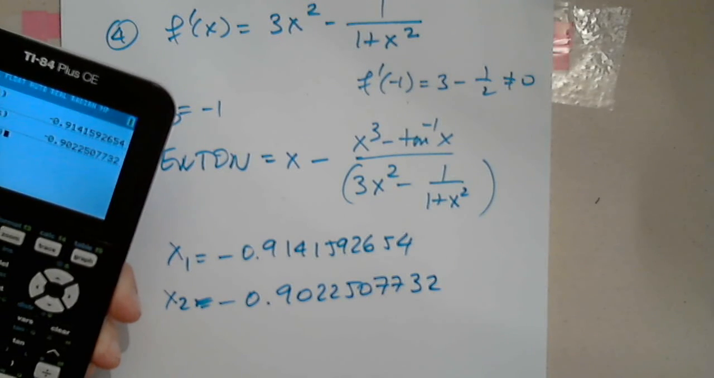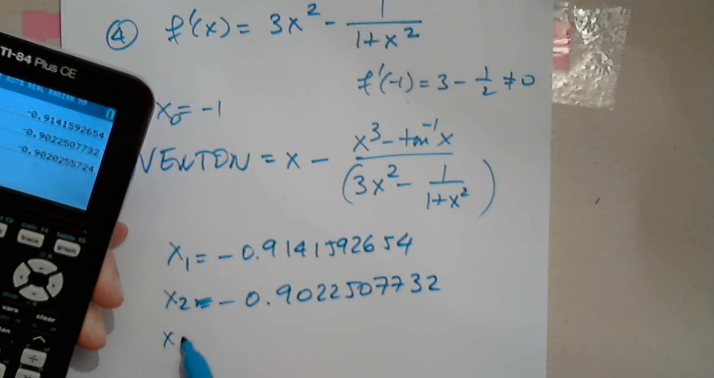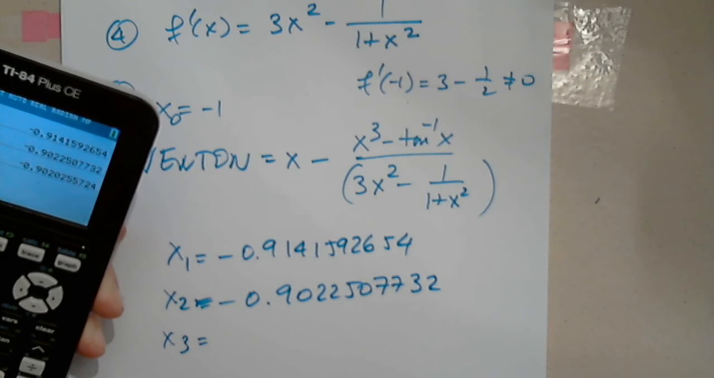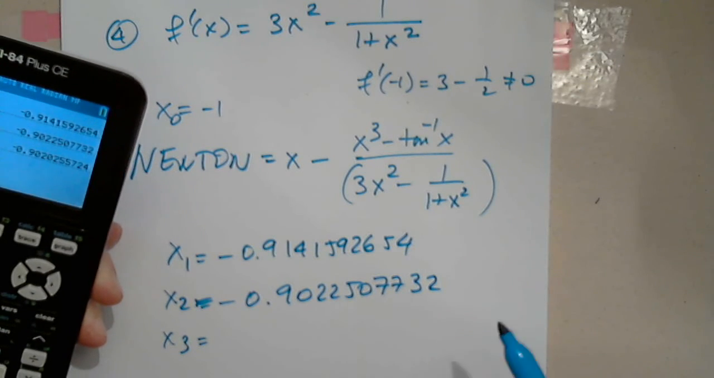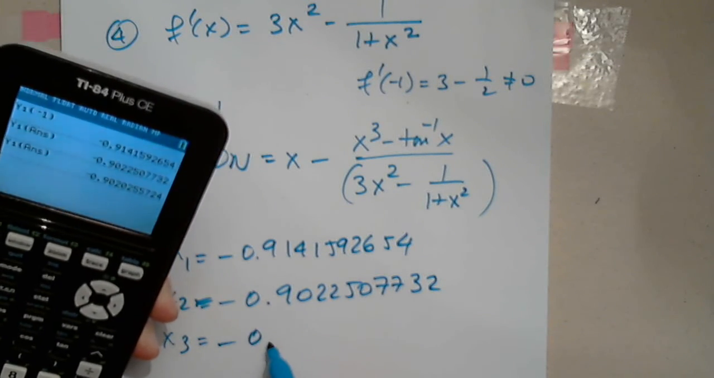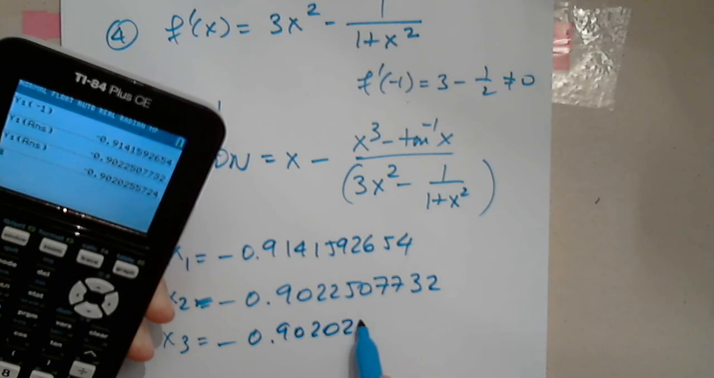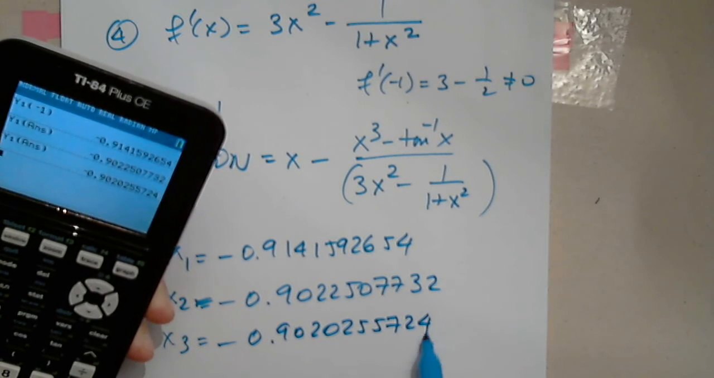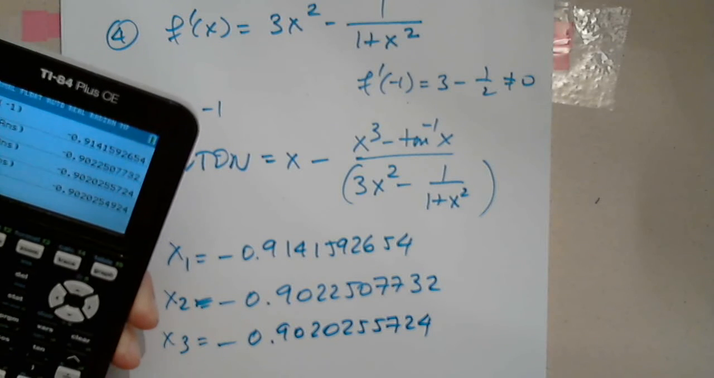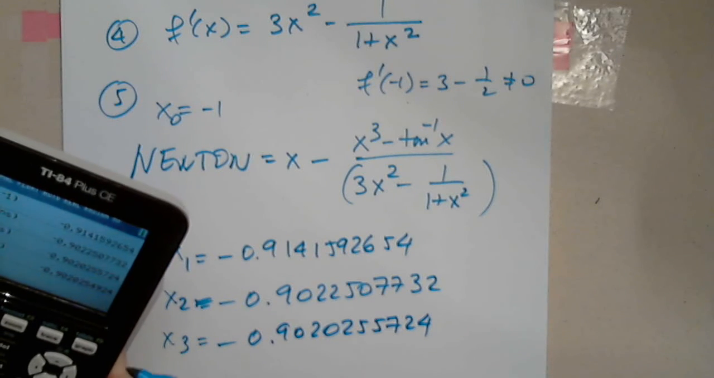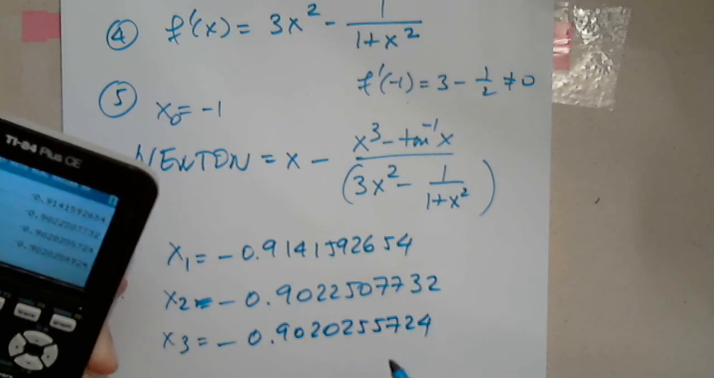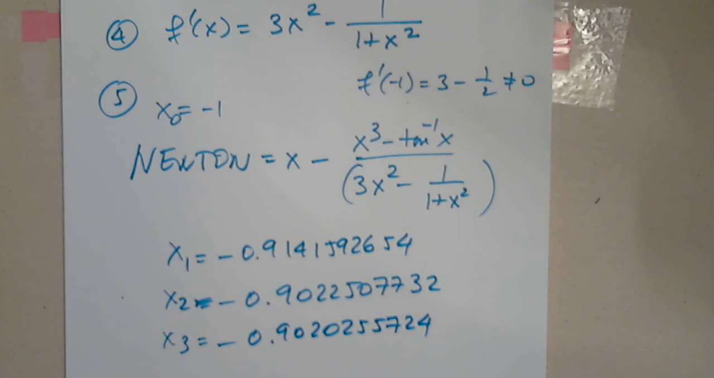9022507732, and now all I have to do is just repeat x3, and we haven't decided how many digits we want. Let's say we stick with 6, 9020255724, and this should be the last one. And let's see, 2, 4, 6. I will not write it because they already repeated themselves. These are repeating.